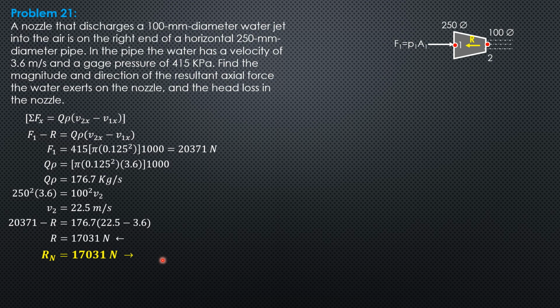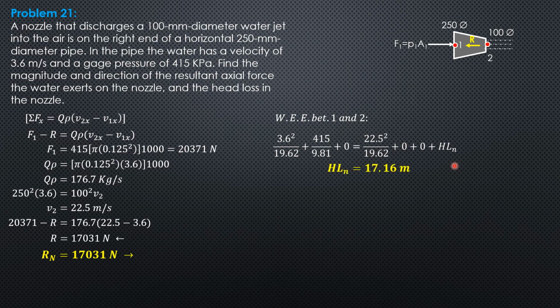Then for head loss, we write the energy equation between points 1 and 2. Datum through 1 and 2, elevation heads would be 0 because the elevation head at 1 and 2 would be 0. So we have velocity head at 1, 3.6 square over 19.62, pressure head 415 over 9.81, elevation head 0 equals 22.5 square over 19.62 plus pressure head 0, elevation head 0, then head loss of the nozzle. So calculating head loss in the nozzle, it is equal to 17.16 meters.